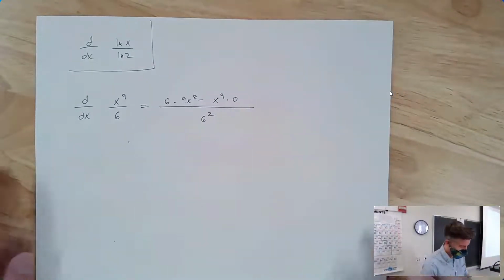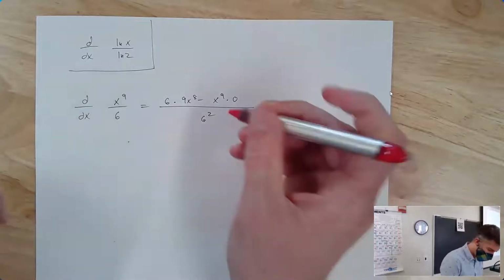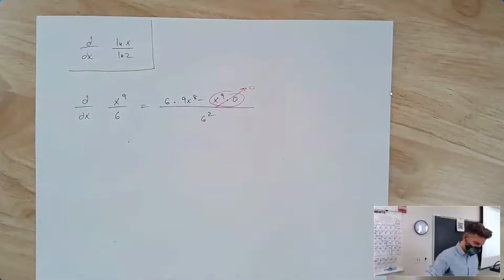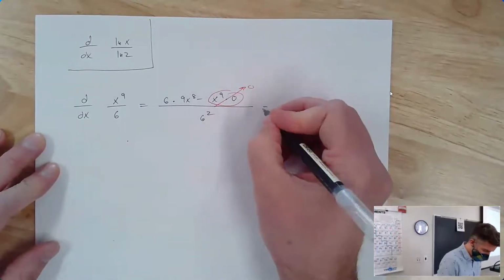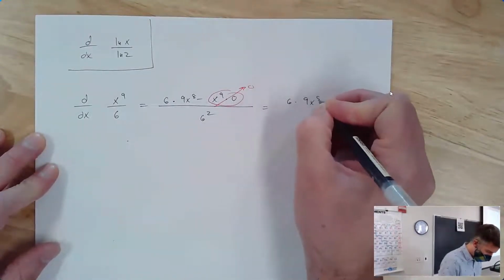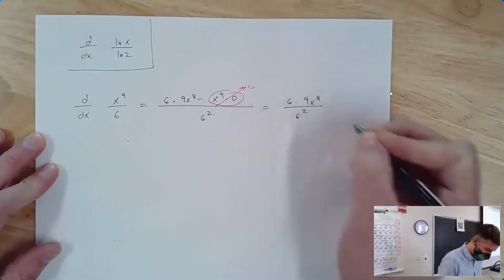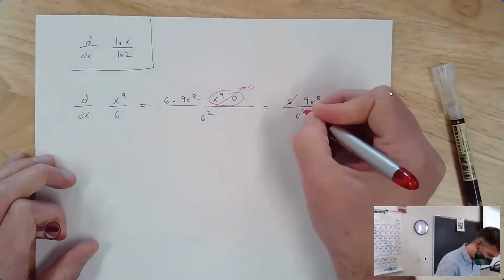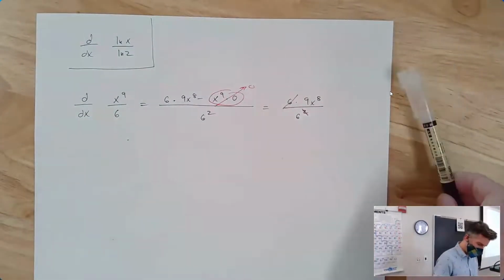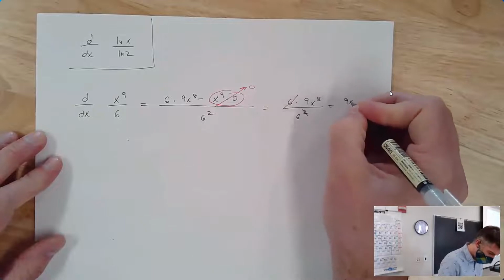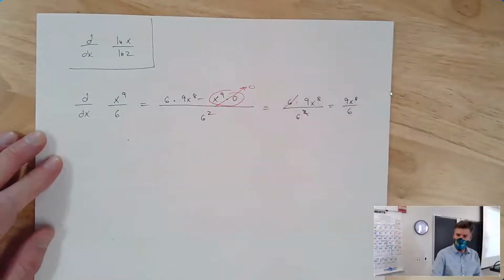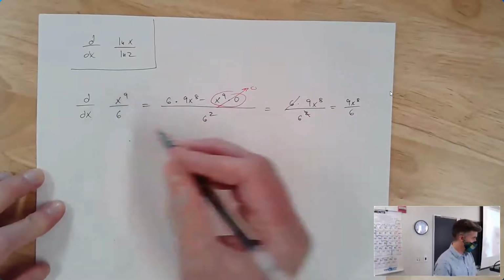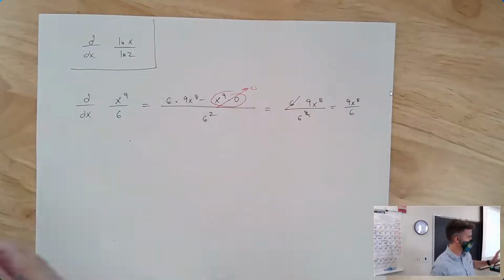But look what ends up happening. This part here is just 0. And I end up getting, I'm not going to multiply this out, 6 times 9x to the 8th over 6 squared. But I can cancel one of those 6's. So I'm really left with 9x to the 8th over 6. Or as I would say it, I just took the derivative of the top part and left the bottom alone. Is that a question or just stretching?